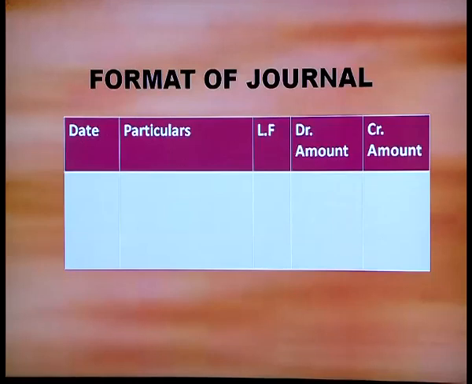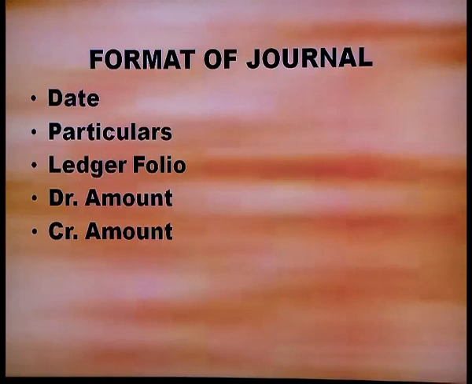Here is the format of journal. It includes date column, particulars column, ledger folio column, debit amount column and credit amount column. So once again, I am giving you information relating to the format of journal, that is date, particulars, ledger folio, DR amount means debit amount column, CR means credit amount column. Now let us study each column one by one.